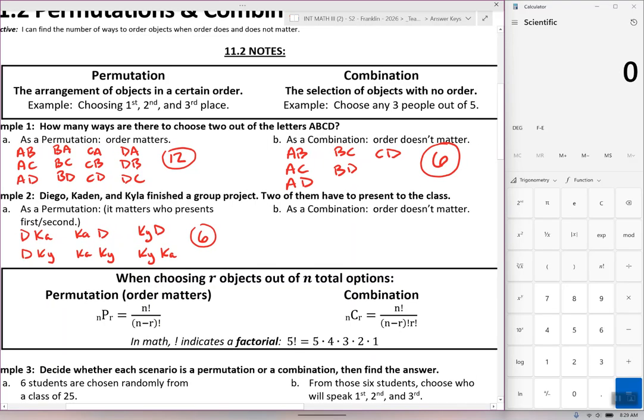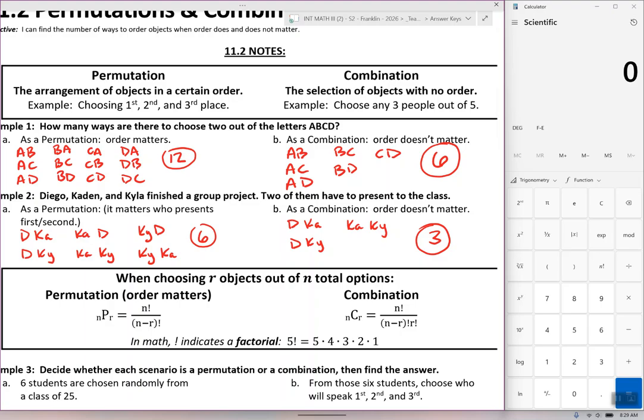As a combination where order doesn't matter, we have Diego and Caden, and Diego and Kyla. We have Caden and Kyla, but I already have Caden and Diego. And for Kyla, I already have Caden and Kyla and Diego and Kyla. So this is it. There are just 3 ways. So far, the combinations have had half as many options.